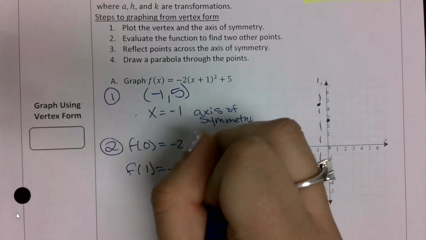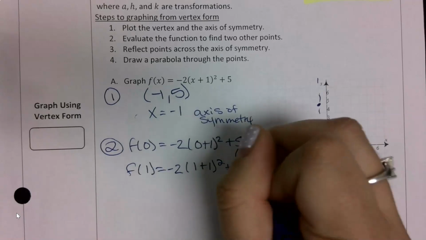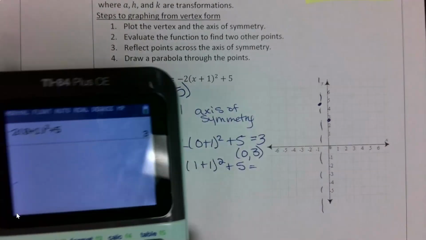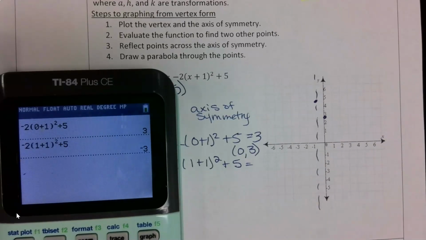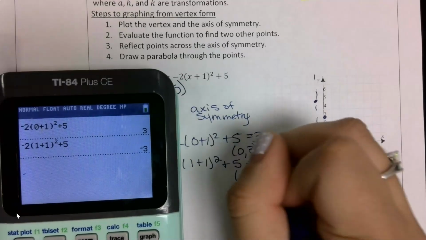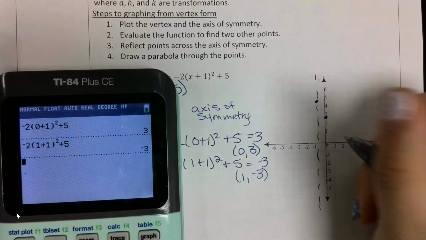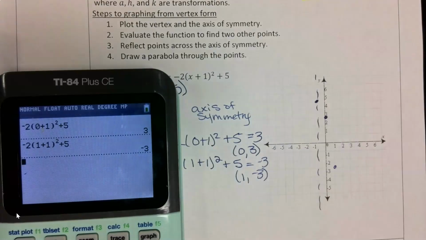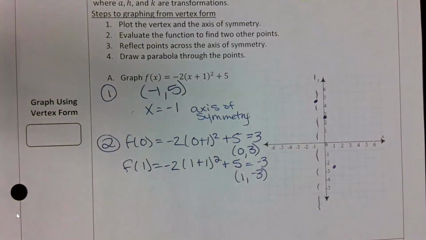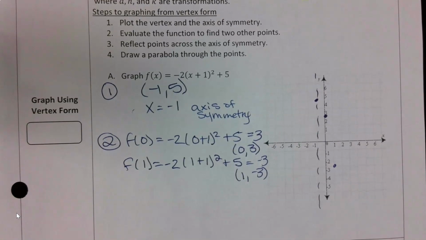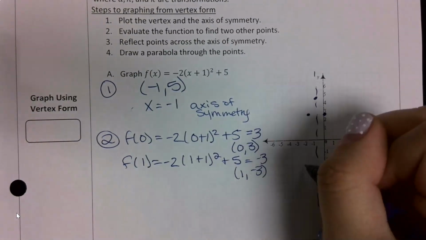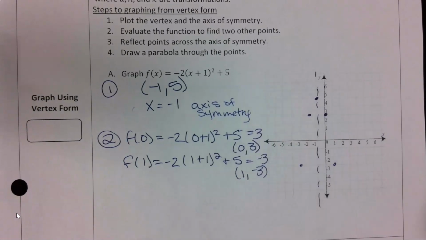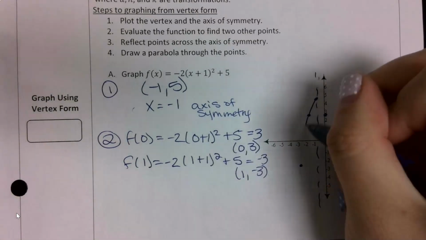So I'm going to do negative 2 times (1 plus 1) squared plus 5. This gets me negative 3. So the point is 1, negative 3. I want to plot that. Step 3 is to reflect across the axis of symmetry. So this one was 1 away, and then this one was 2 away. And step 4 is to draw a parabola through my points.